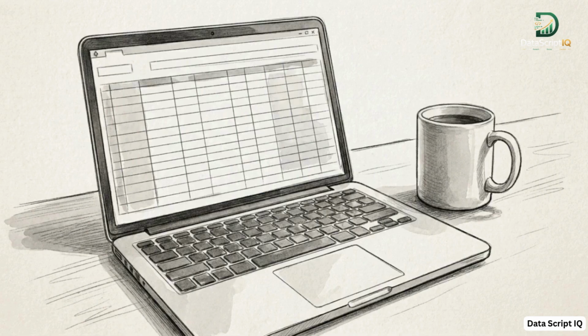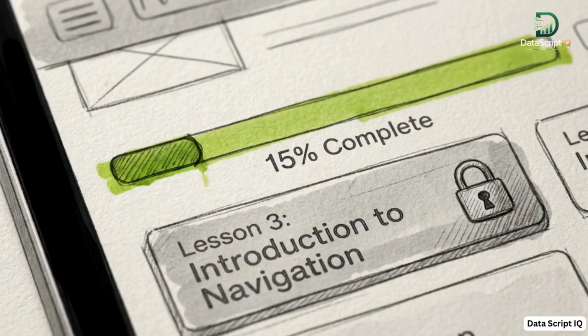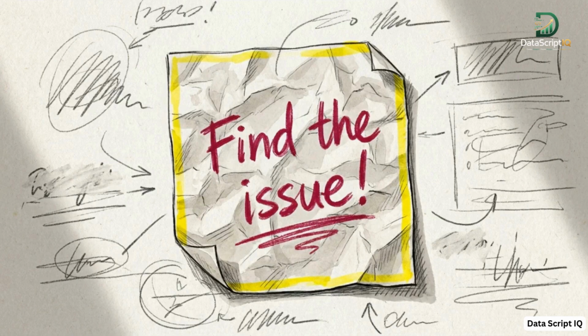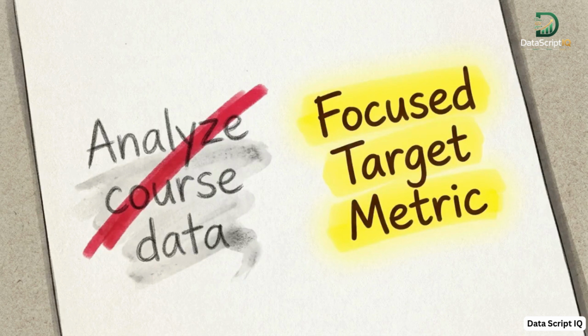Step 1 begins before we ever open a spreadsheet. Let's look at an online education company. They've noticed that a lot of their beginner students are dropping out after the first few lessons, and they want to know why. To solve this, we define a clear problem. A weak instruction to analyze course data gives no direction. Instead, a strong question asks, which factors affect course completion among beginner Python students?